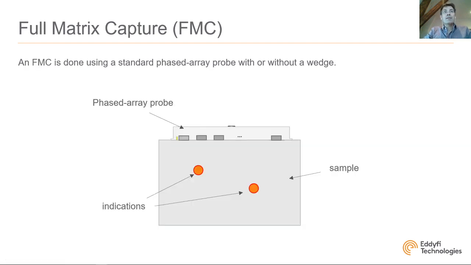So first, let's start with full matrix capture. So again, this is the data acquisition part. This is not the TFM. So FMC can be done with any phased array probe, with or without a wedge. So when I say any, basically you can take any probe off the shelf. You don't need a special probe to do the TFM. You can just use a regular phased array probe. And for the explanation, I'm just going to put a phased array probe with several elements right here in gray on top of a sample that contains two indications.